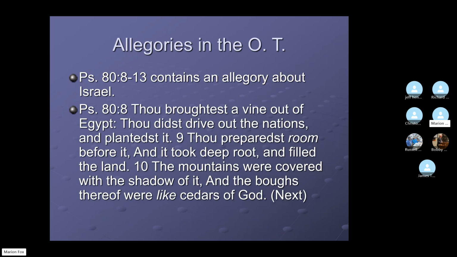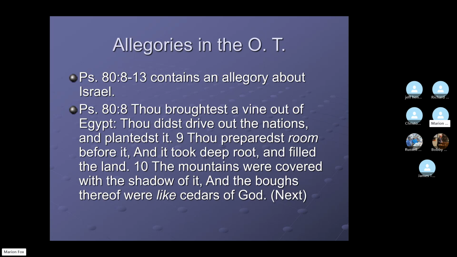It contains an allegory, or back to Psalm 80, verse 8-13, an allegory about Israel. I brought us the vine out of Egypt. You brought Israel out of Egypt. You had to drive out the nations. You drove out all of the nations of the Amorites whose iniquity was full, so you drove them out. And you planted it. You put Israel in the land. I prepared the room before it. You prepared the room and drove these nations out. It took deep root, filled the land. The mountains were covered with the shadow of it. And the boughs thereof were like cedars of God.